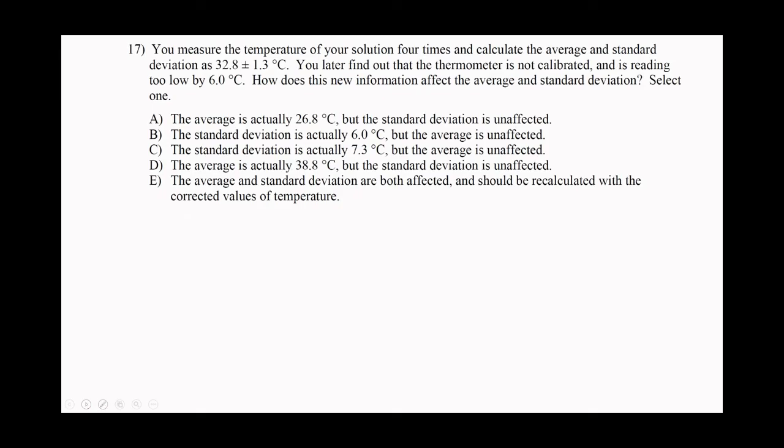You measure the temperature of your solution 4 times and calculate the average and standard deviation as 32.8 plus or minus 0.13. You later find out your thermometer is not calibrated and is reading too low by 6 degrees Celsius. How does this new information affect the average and standard deviation? Select one. Well, let's talk about it. We have 32.8 plus or minus 1.3. Excellent. But we are reading too low, right? In reality, the temperature should be 38.8, right? But what's our error in that? How is that affecting our standard deviation?